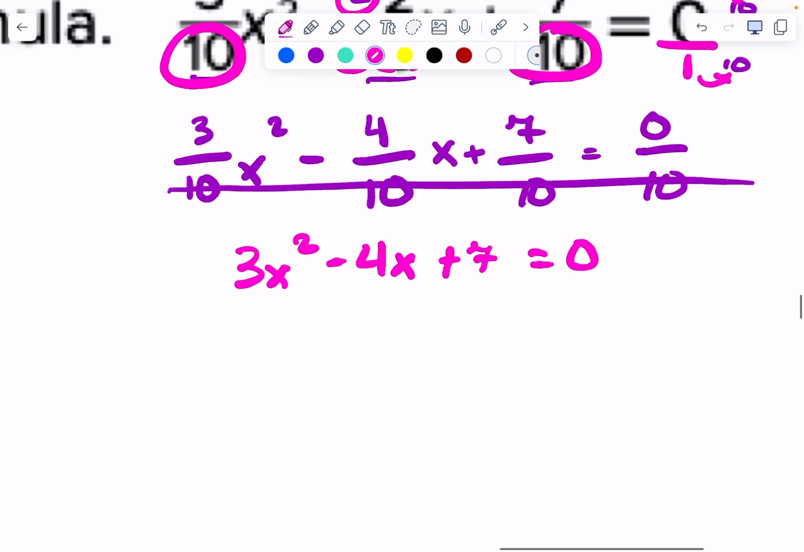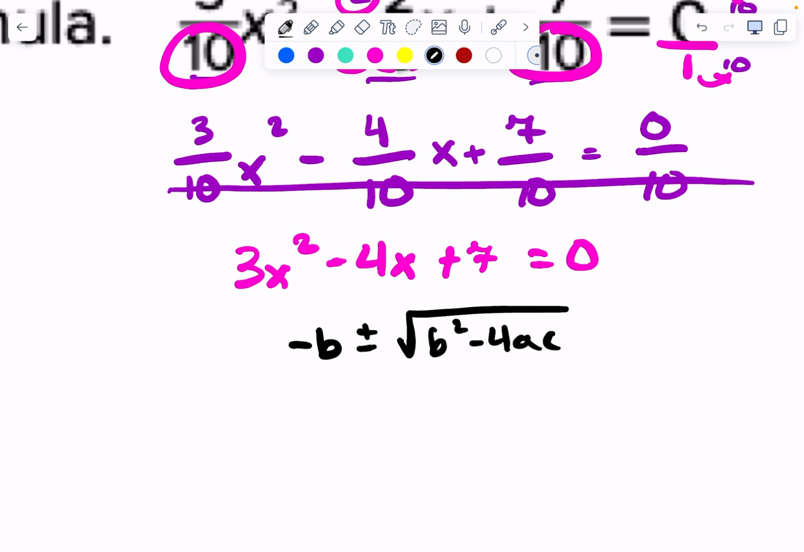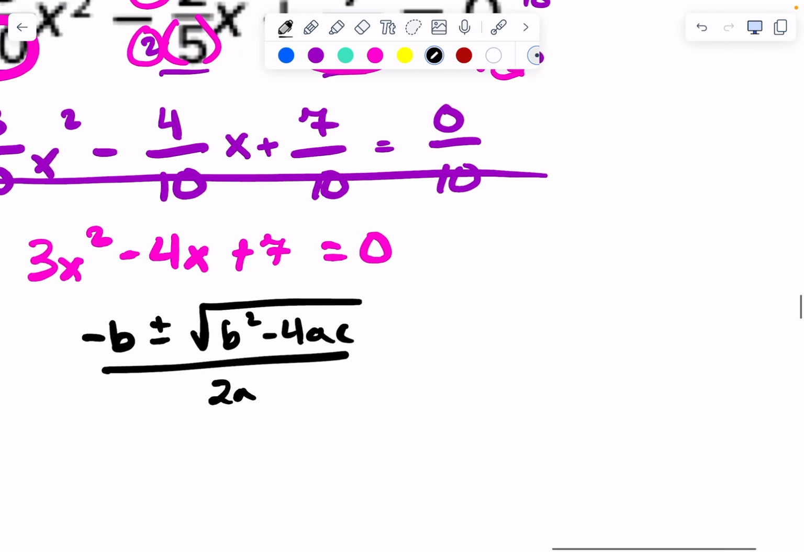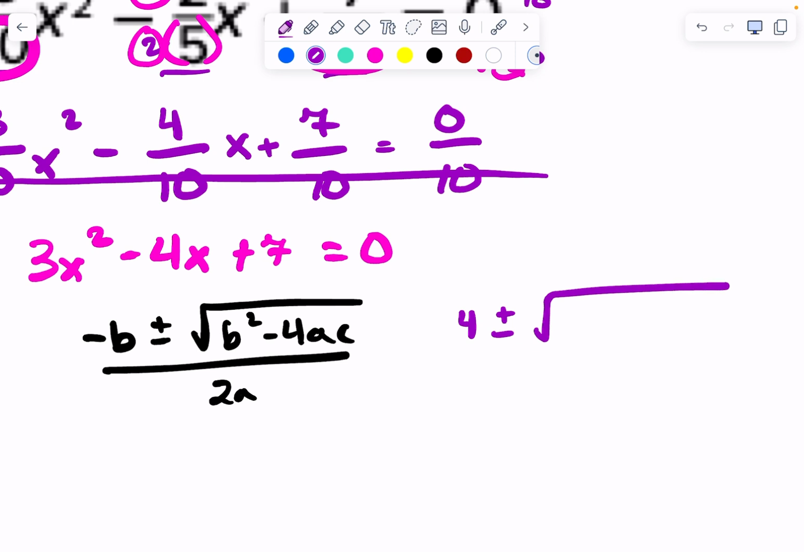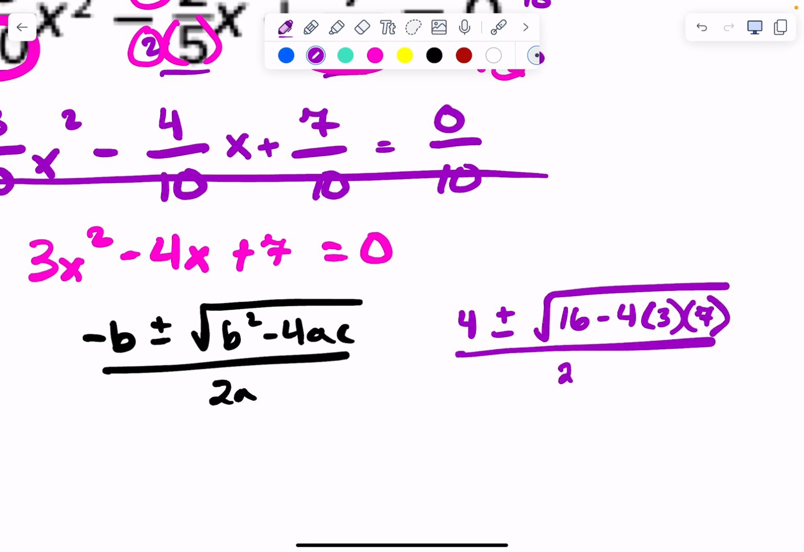Okay, now quadratic formula: negative b plus minus square root of b squared minus 4ac all over 2a. All right, here we go. What is negative b going to be? Positive 4, right? Plus minus square root. What's b squared? 16. Is it positive 16 or negative 16? Positive 16. Minus 4 times a is 3 and c is 7, all over 2 times 3.